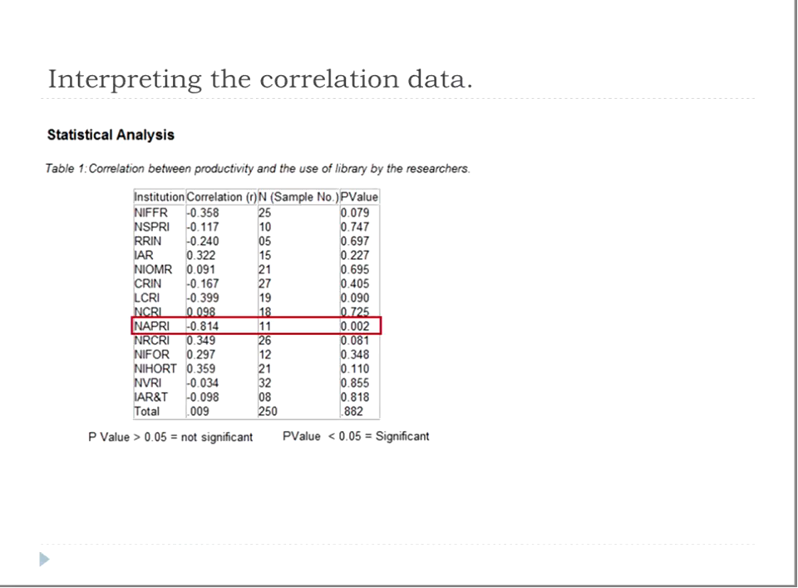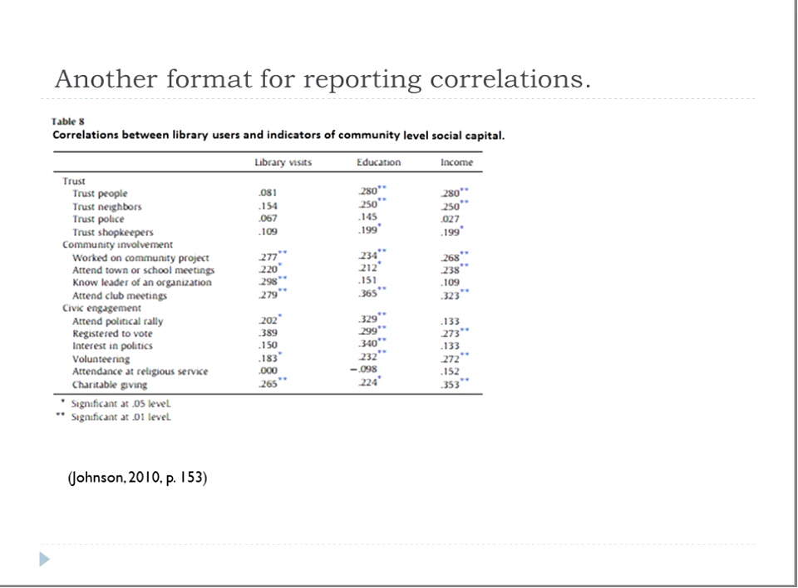So what we have here is a negative correlation. Notice there were only 11 respondents to the survey in that particular institute, so that small sample size isn't good. And what does that negative 0.814 mean? Well, it means that the faculty members who were showing high productivity in that institute weren't necessarily using the library a great deal. And they achieved significance there, so there's some kind of relationship going on, we think.